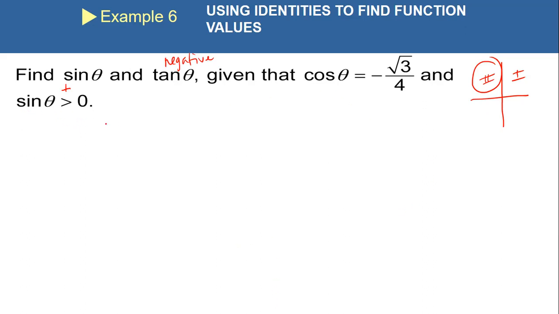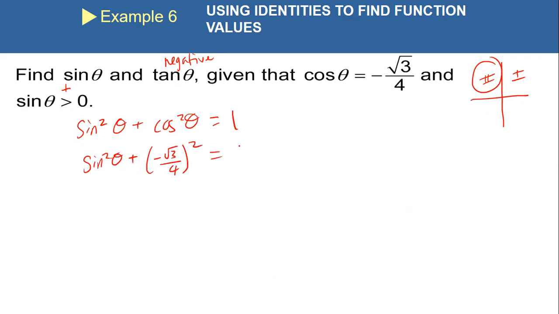Okay. We're going to use our Pythagorean identity to find our sine. So the Pythagorean identity says that sine squared theta plus cosine squared theta equals 1. Is that what we just wrote down? Okay. So we don't know sine squared, we're going to bring that down. But do we know our cosine? Yes, our cosine is negative square root of 3 over 4, squared, equals 1.